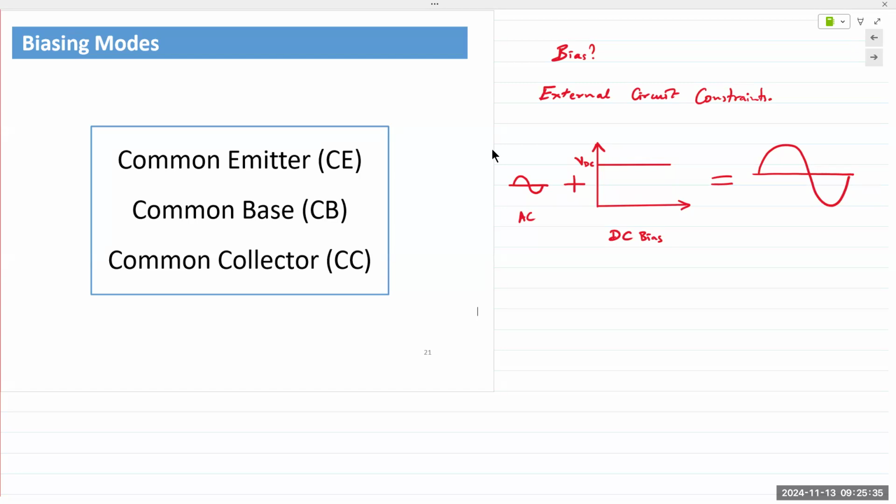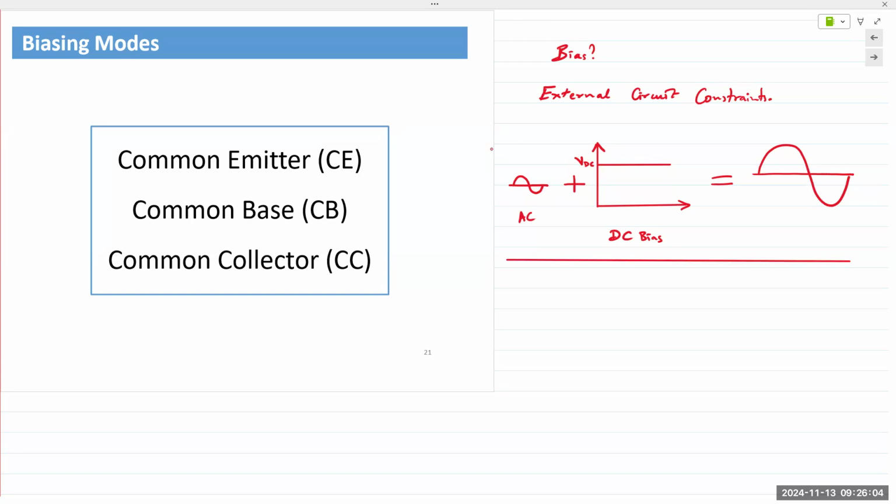Okay, so that was for bias. Depending on the mode or the terminal connections, we have 3 modes. We say the BJT can be connected in either common emitter, common base, or common collector mode. Let's start with the most common, which is the common emitter.